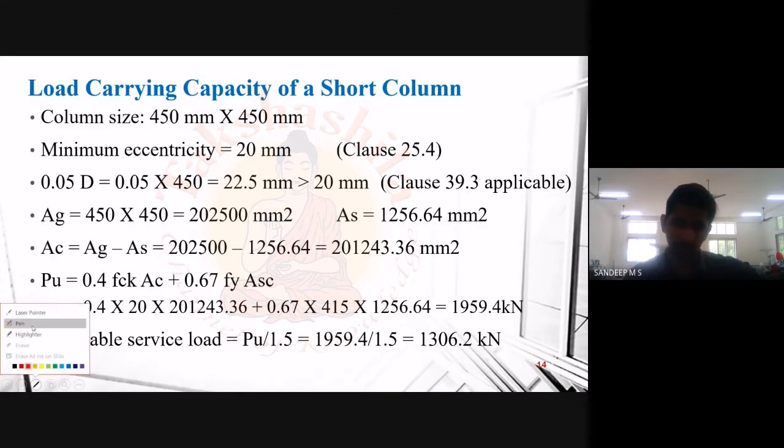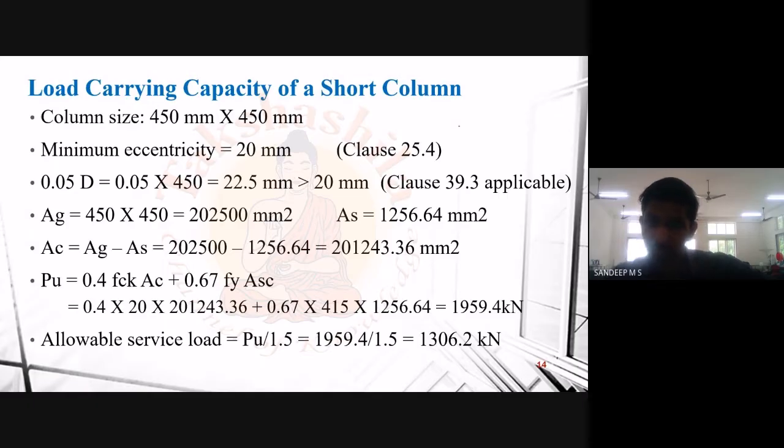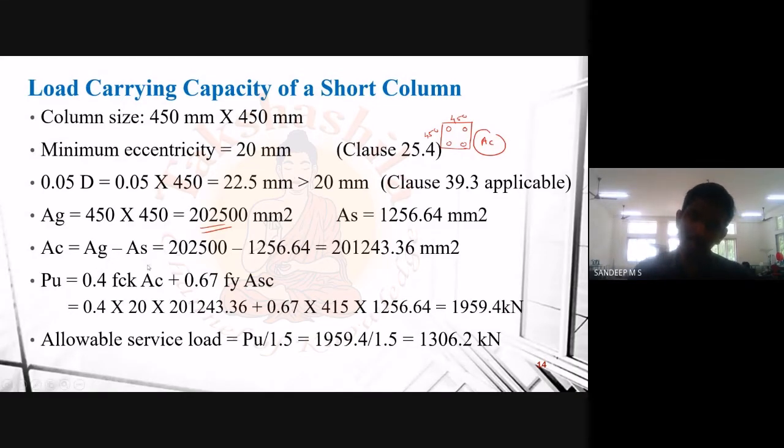Now we have to find out the area of concrete alone. Okay, so you know that in columns, as we have already drawn the cross section, A gross means it is the total area. This is 450 by 450, so that is what we calculated as AG. From this we have to separate the area of these 4 reinforcement bars, so that we will get the value of area of concrete alone. So please note this, we have to calculate the value of area of concrete alone. So area of concrete is equal to total area minus area of steel, and that is coming around this much value.